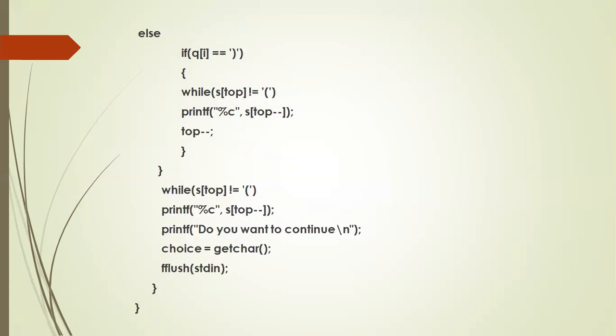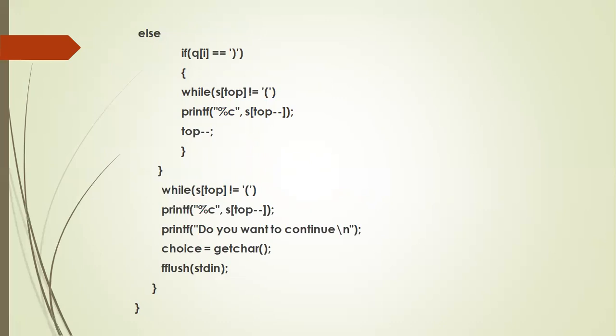Whenever a right parenthesis comes, what do I have to do? Repeatedly pop all the elements from the top of the stack and remove the left bracket. So if Q of I equals right parenthesis, then while the top of the stack is not equal to left parenthesis, display all the symbols one by one directly on the monitor. Then decrement the top, because you have to remove the left bracket. So when you finish this, your stack is left with one element.